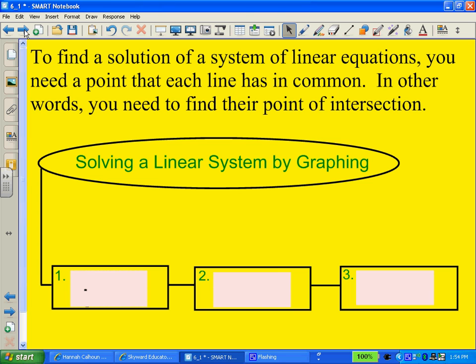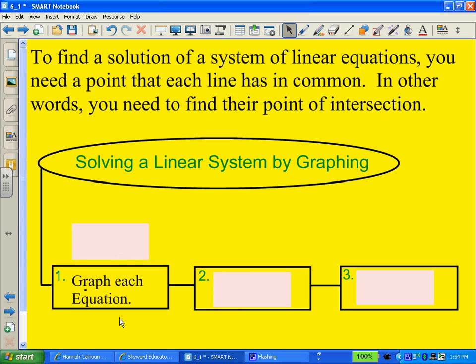Now to the fun stuff. Now when we're solving a system by graphing, we have kind of a step-by-step process we need to follow, and what we're looking for is where do our lines intersect, because the point at which they intersect is the point at which both equations are true.